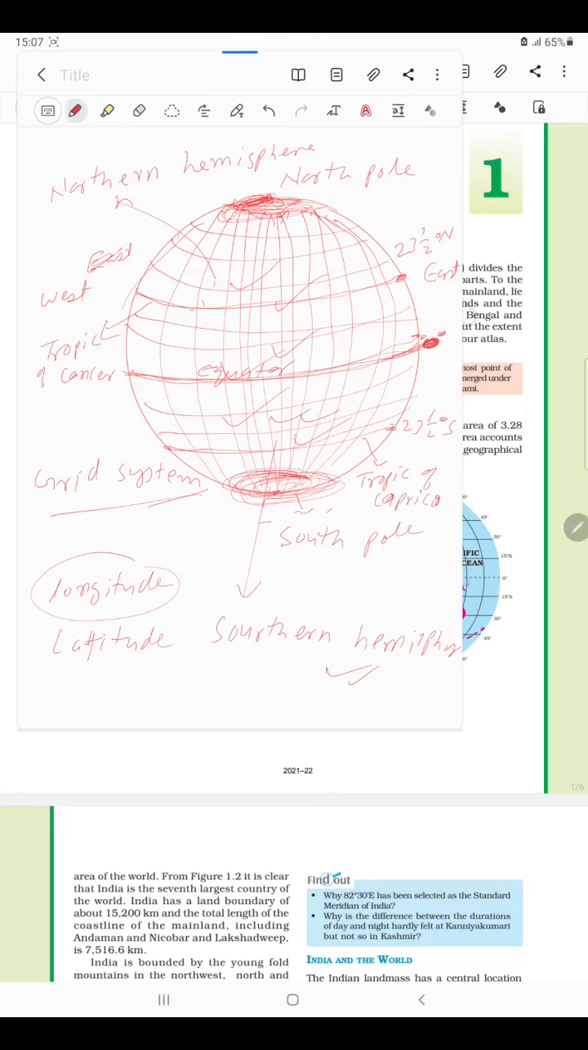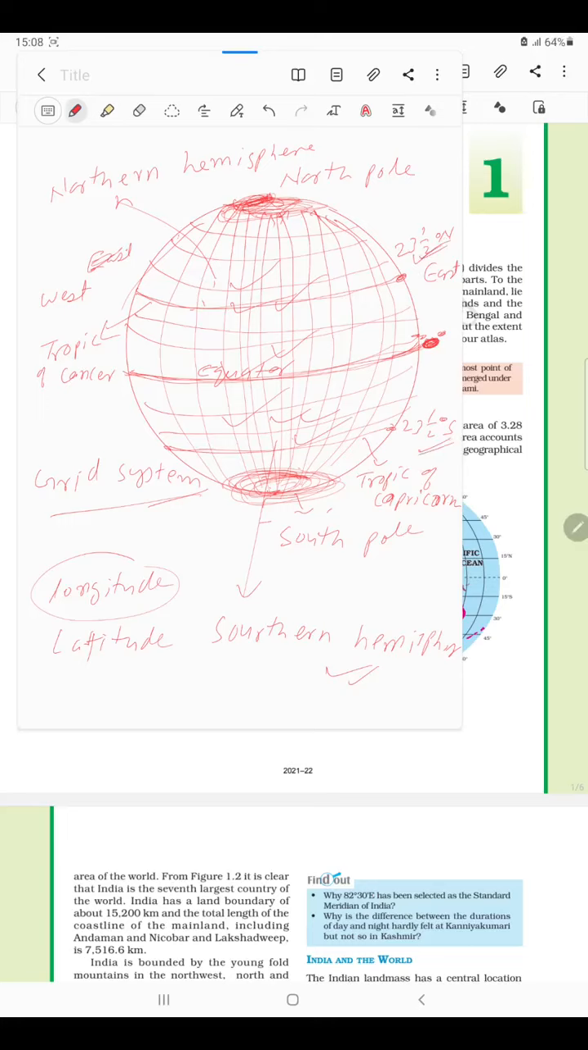See, just remember these things. Tropic of Cancer is this one, that is in the northern hemisphere. Tropic of Capricorn is in the southern hemisphere. 23.5 degree north is what? Tropic of Cancer, and 23.5 degree south is Tropic of Capricorn.